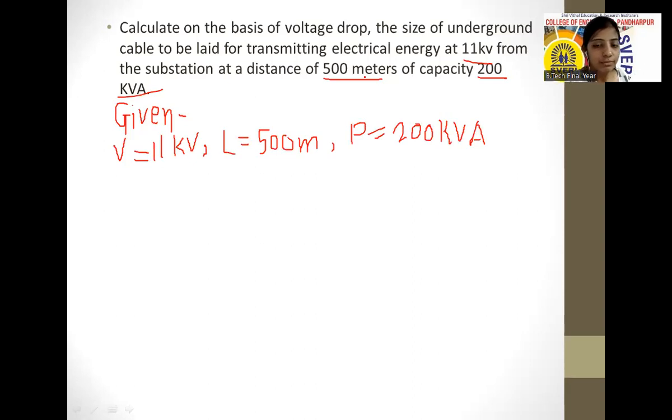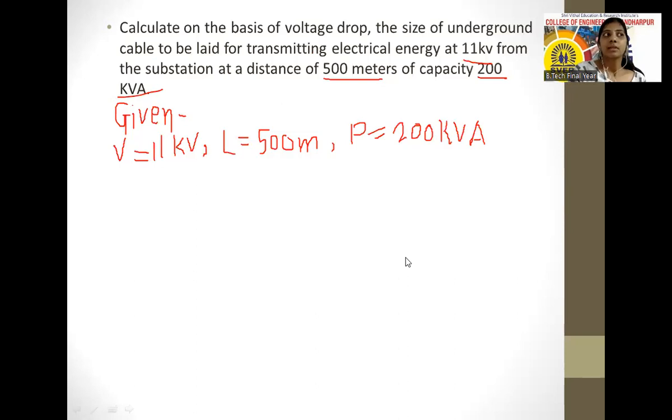Next, what we have to do? Permissible voltage drop. We have to find the permissible voltage drop. I will not solve here. You have to do the calculation at home. That means this is the homework for you, because our time is over now. So first of all, we have to find the permissible voltage drop. After finding the permissible voltage drop, what we have to do next?